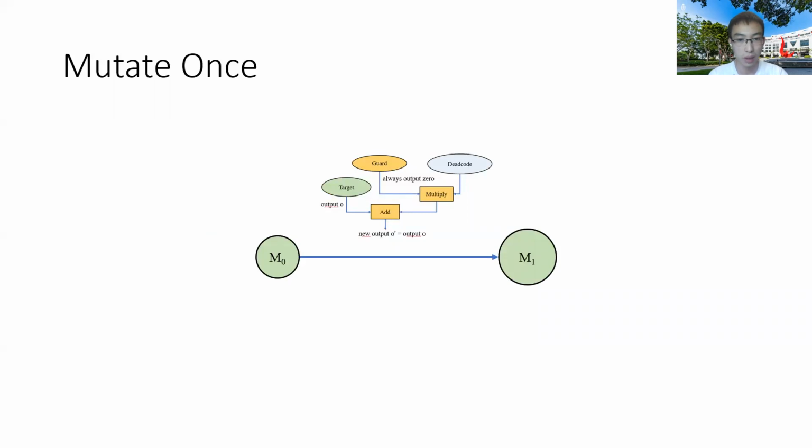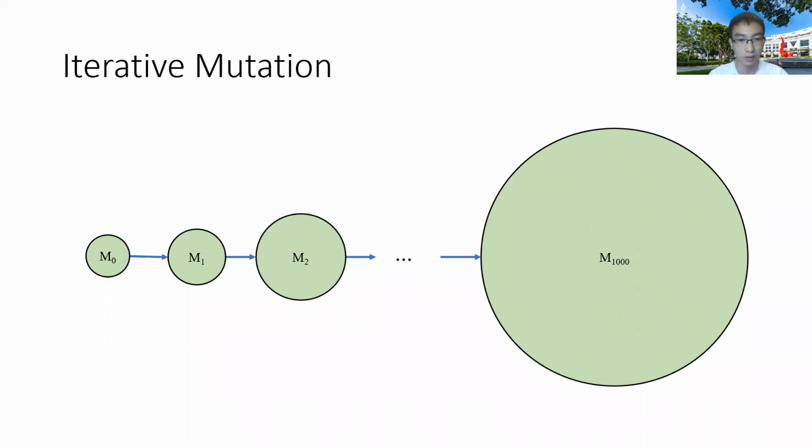By far we have seen how to mutate the seed model and get its equivalent model M1, but this is only mutation one time. In order to further stress test the compiler, we applied the mutation strategy multiple times and iteratively so as to get a larger, more complex model than the original seed model.